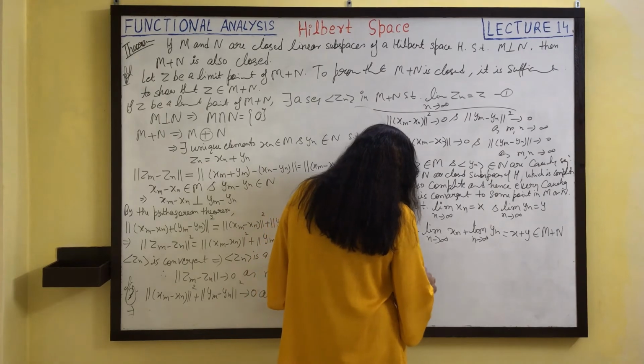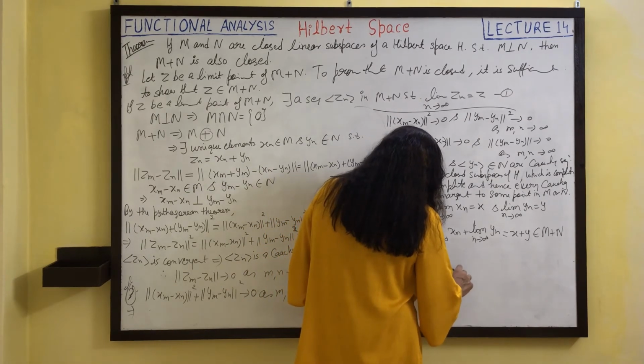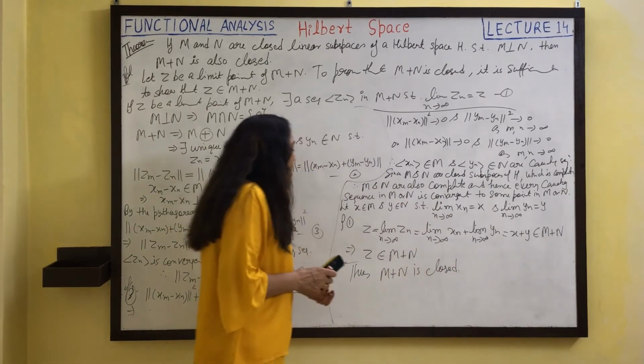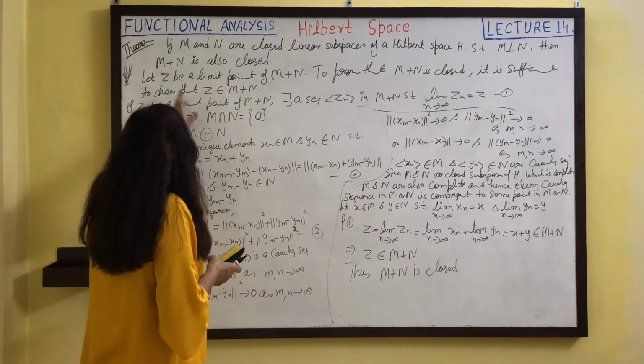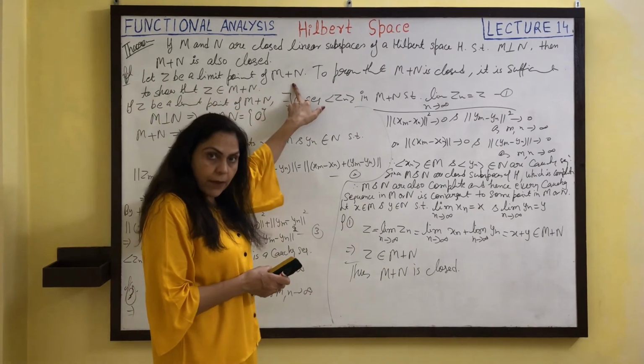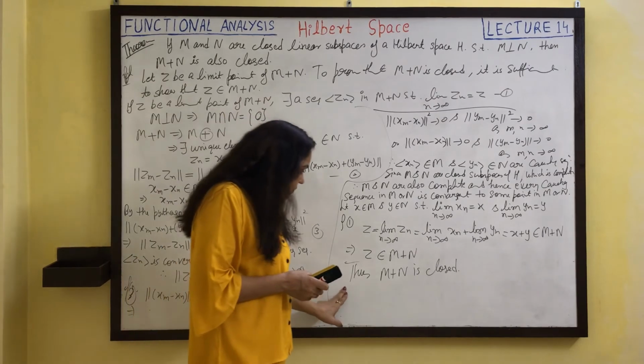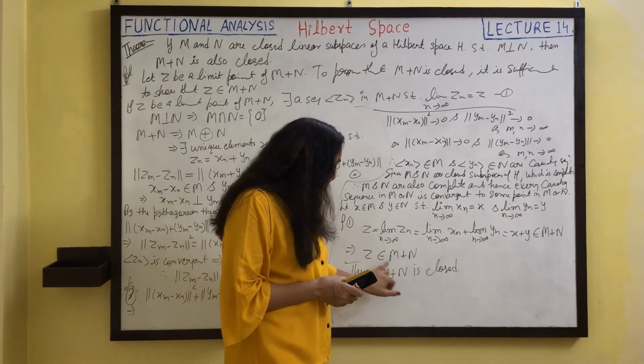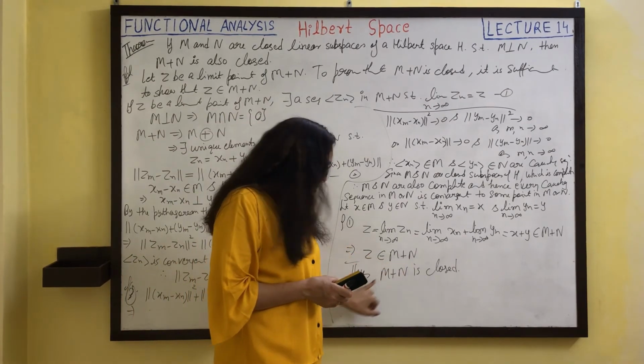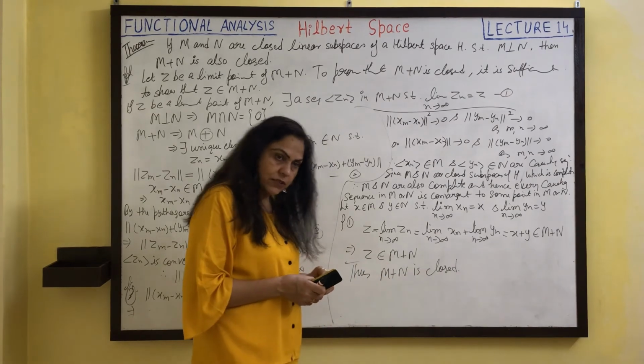Therefore M plus N is closed. So if z is a limit point of M plus N, then we have proved that z belongs to M plus N, therefore M plus N is closed.